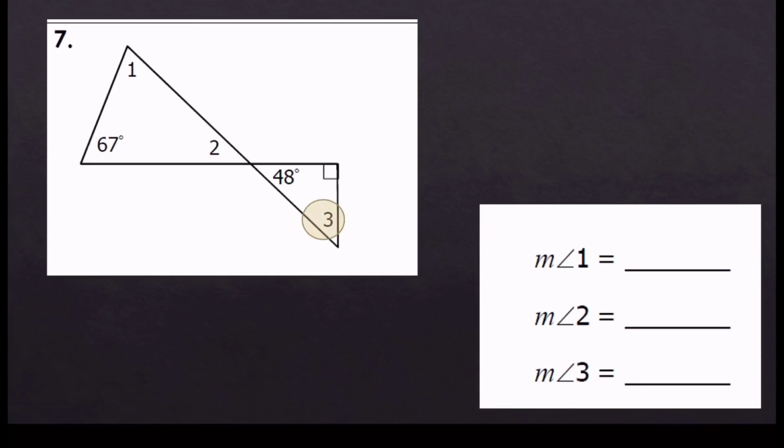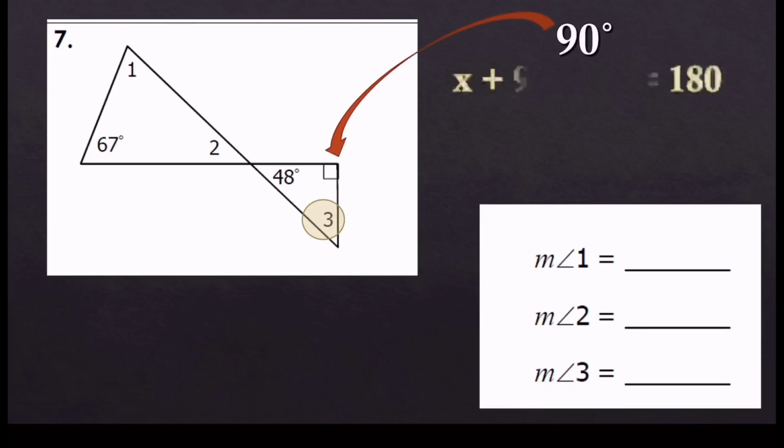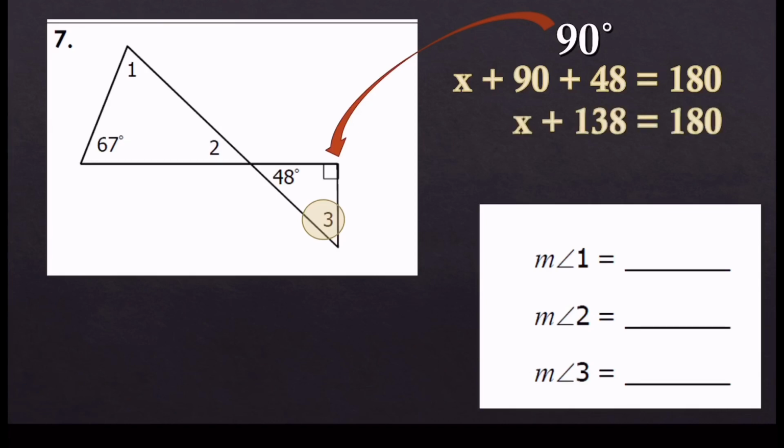This kind of looks like everything you did on the last page. I have a 48 and I have a 90 degree. So really, I'm going to have, this is the 90 I'm talking about. I'm going to have x plus 90 plus 48. This is exactly what we just did in the last 6 problems. I combine my like terms, I isolate my variable, and I get x equals 42. So be careful. Make sure you go right. That measure of angle 3 is 42 degrees.